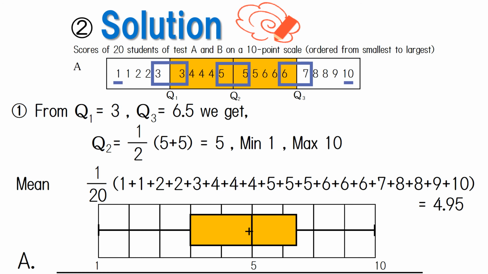Next, solve for the mean. Since the sample size of the data is 20, the mean is 1 over 20 times the sum of all data. In this case, it'll end up equaling 4.95. The above values are summarized in a box and whisker diagram as shown in the figure. Were you able to answer both questions correctly? That concludes this lesson.